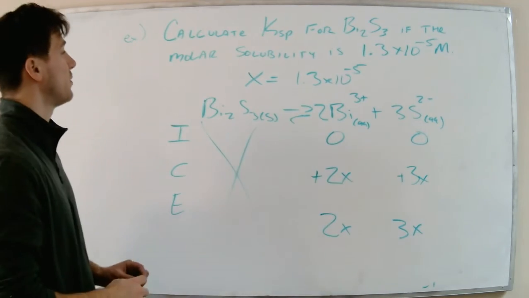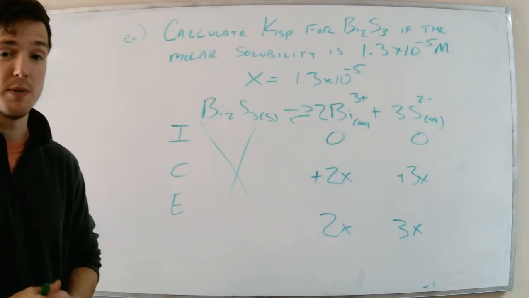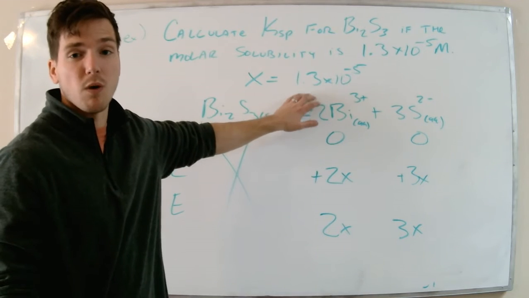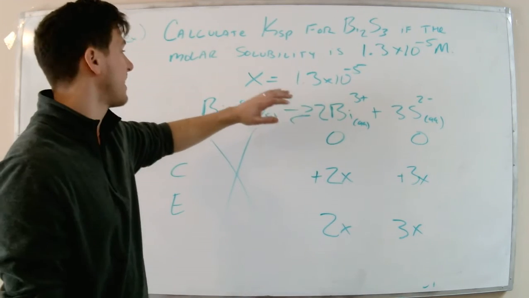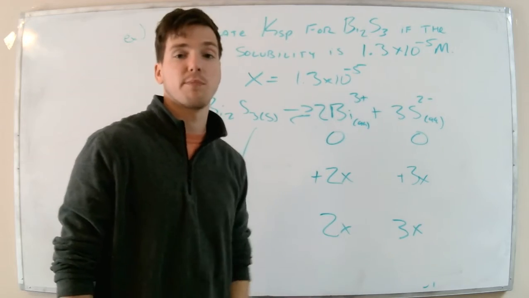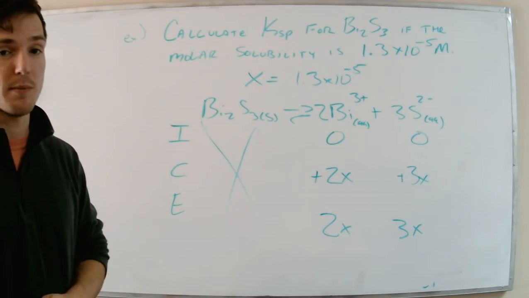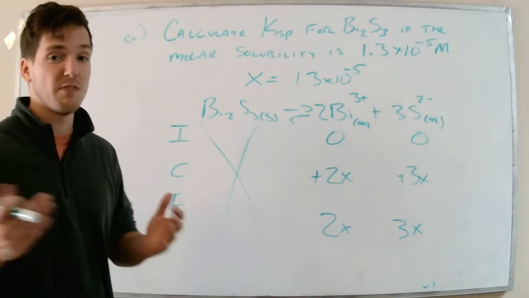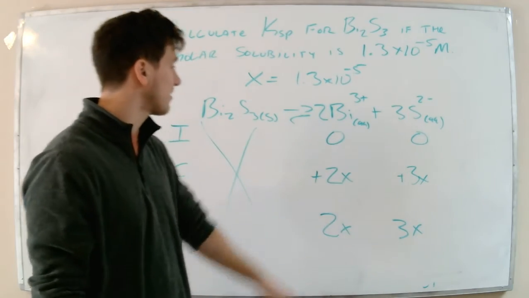Remember, if they don't give you any specific molar solubility, you could just assume that the molar solubility they give you, 1.3 times 10 to the negative fifth, is x. So what we can do is plug x in for both of those to get the equilibrium concentration. Okay, they will do that sometimes. So molar solubility can be very vague. It could just mean x.